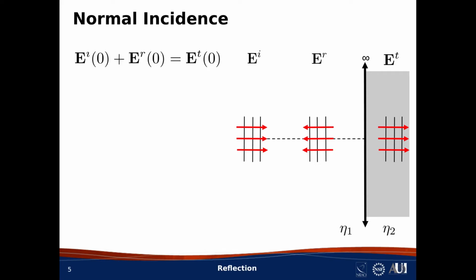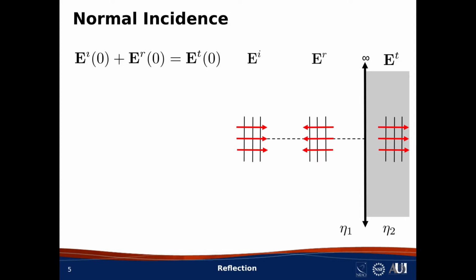The trick to figuring this out is to invoke a boundary condition. That is, some mathematical statement that we know to be true along the planar boundary. To set this up, let's define E^I(0) to mean the value of E^I at the boundary. Similarly, let's define E^R(0) to mean the value of E^R at the boundary. And similarly, E^T(0) means the value of E^T at the boundary.